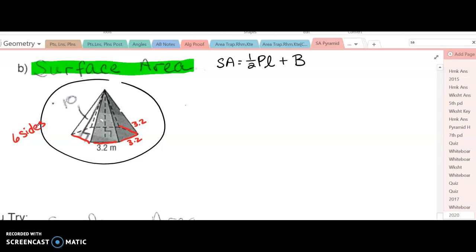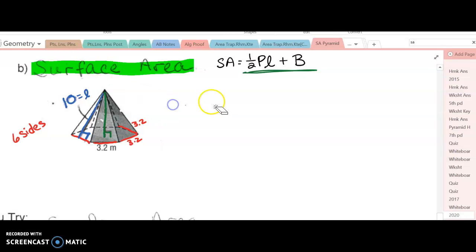I'm also noticing that this 10 over here is going down the side. It's slanty, and so that's my L, that's my slant height. I'm also noticing that I have the height drawn in, but you know what? This time I don't need to make that triangle. I don't need to solve for the height because nowhere in this formula does it actually ask for the height. We will need the actual height when we go to do volume, but for now we do not.